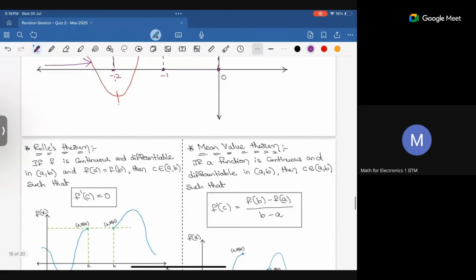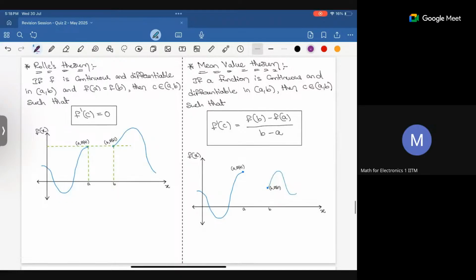Okay. So let's go to another application and a few more theorems, which are Rolle's theorem and the mean value theorem. Both are almost the same. The only difference is the following.